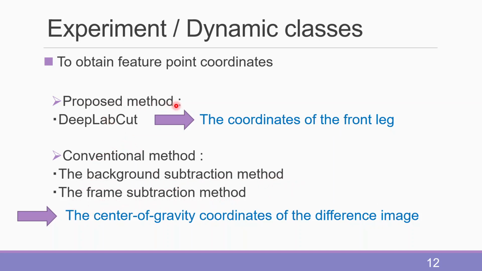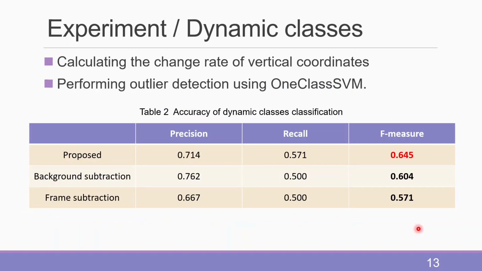In the proposed method, DeepLabCut is used to obtain the coordinates of the front leg. On the other hand, the conventional method uses the background subtraction method and the frame subtraction method to obtain the center of gravity coordinates of the difference image. Next, the change rate of the vertical coordinates between frames is calculated from the coordinates obtained by each method. An outlier detection is performed using one-class SVM.